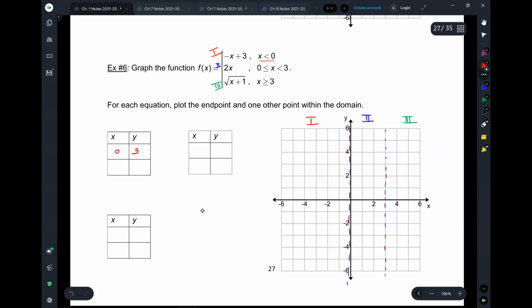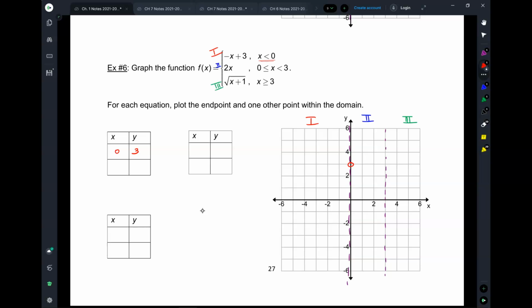What's another point I'm going to plug in? No, because now when x is 0, y is 3, because of what you're saying, I have to put an open circle there. Okay, so you can plug it in, it's just an open circle. You just can't put a closed circle because it goes right up to that point and then it stops.